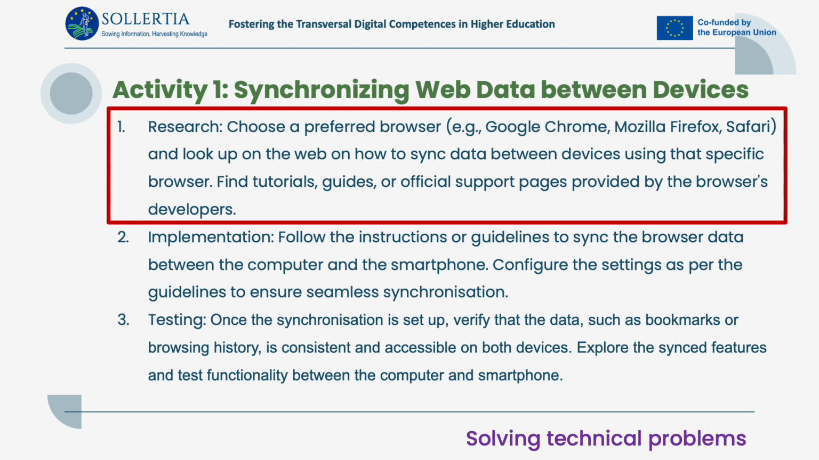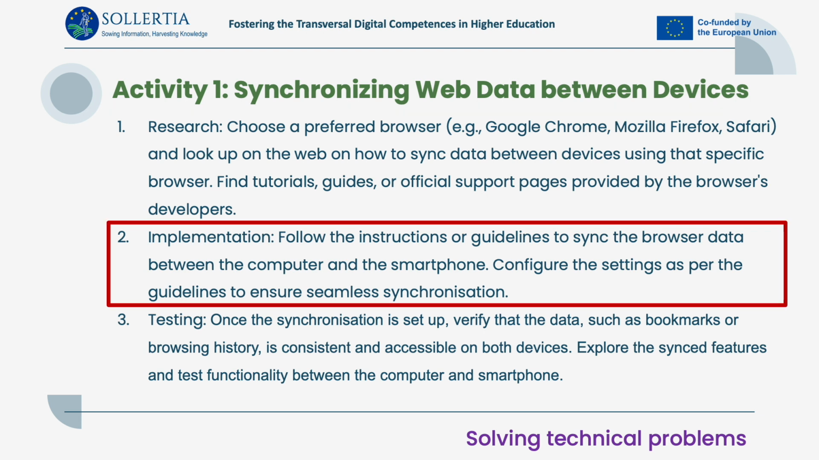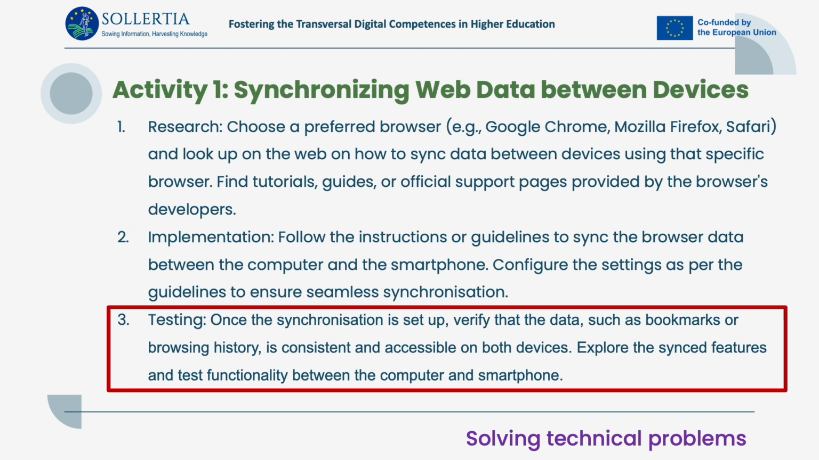So now you can move to the next step, called implementation. Follow the instructions or guidelines to sync the browser data between the computer and the smartphone. Configure the settings as per the guidelines to ensure seamless synchronization. Once this step is finished, it is time to test. Verify that the data, such as bookmarks or browsing history, is consistent and accessible on both devices. Explore the synced features and test functionality between the computer and smartphone.